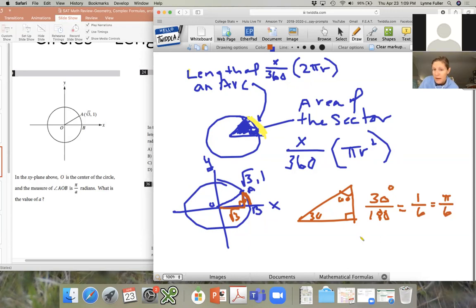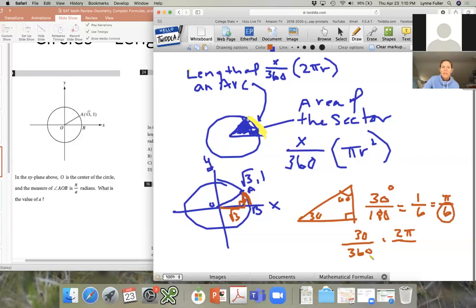I can do it this way as well. We can have 30 over 360 equal to 2 pi over some number, and then we'd have to cross multiply and solve and reduce it, which would take us to this place anyway. So what unit circle likes to do is convert from degrees to radians. So what is the value of A? A is going to be 6.